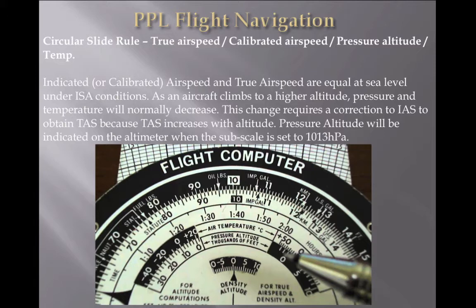Pressure altitude will be indicated in an altimeter when the subscale is set to 1013 hectopascals. You won't get too much in the way of density altitude calculations on your test. It'll be more around indicated to true and true to indicated. But they are one and the same.